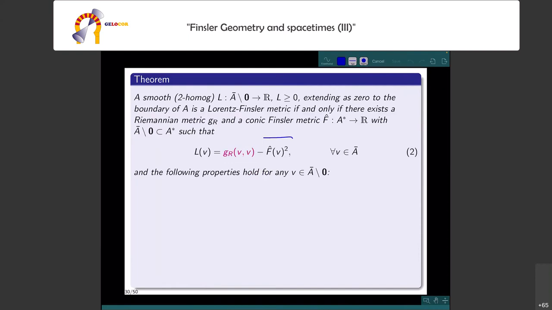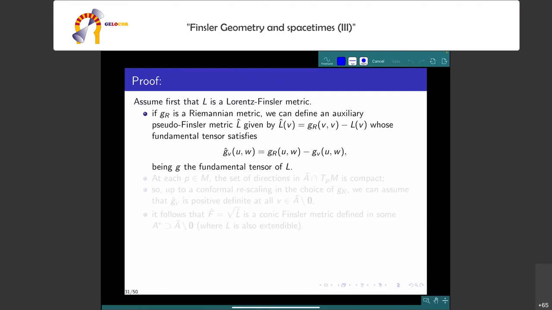Like a Riemannian metric minus a classical Finsler metric, well, a conic Finsler metric. It doesn't have to be defined in the whole tangent bundle. So all of them can be expressed like that. There are some additional conditions. This is a little bit technical, so I'm going to skip this. But the idea is that you can obtain every Lorentz Finsler metric using a Riemannian metric and a conic Finsler metric. So now all the examples of Lorentz Finsler metrics are very well understood.